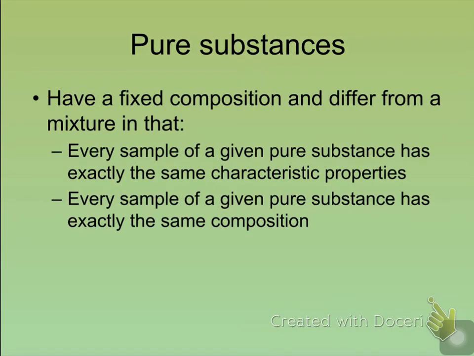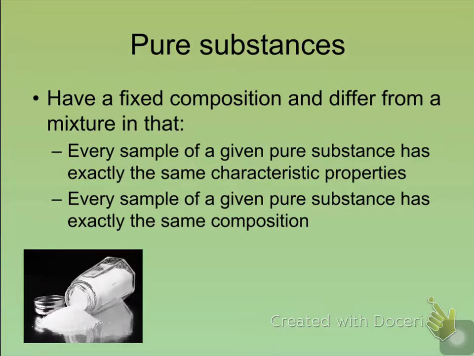When we talk about a pure substance, whether it's sodium bicarbonate, baking soda, or water, or anything else, or an element, we know that they have a fixed composition. That means what they're made up of doesn't change. And they're different from a mixture in that any time we take a sample of a pure substance, it's going to have the same exact properties. Every sample of a pure substance has the same composition.